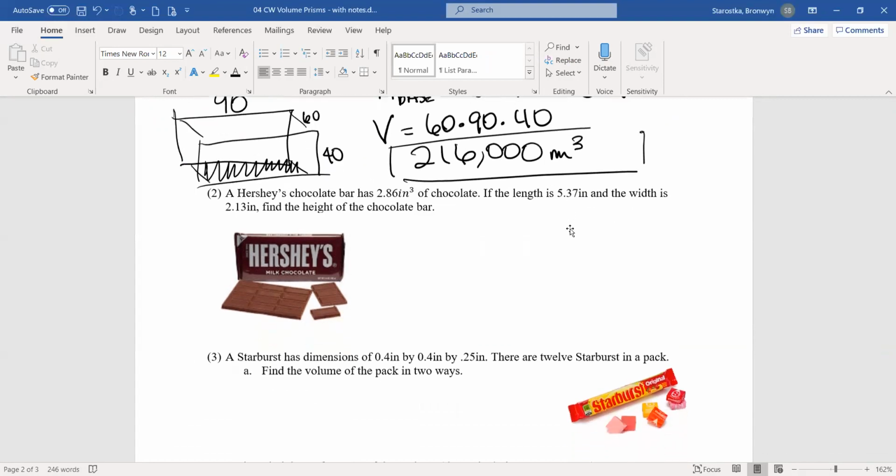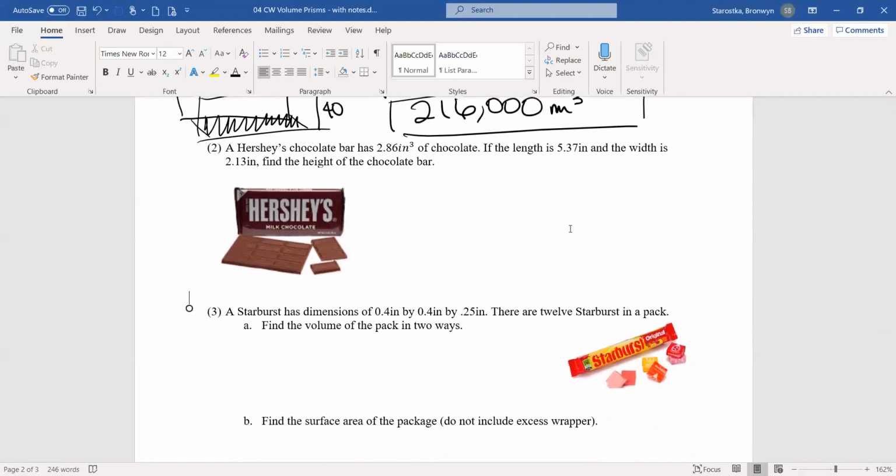All right, Hershey's chocolate bar. The volume of the chocolate bar is 2.86 inches cubed of chocolate. So if they've given us the volume, we're working backward. If the length is 5.37 and the width is 2.13, let's find the height of the chocolate bar. Well, remember, the volume is area of the base times the height. And we have everything but the height, so let's just substitute.